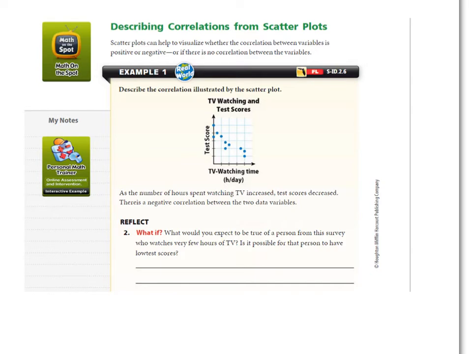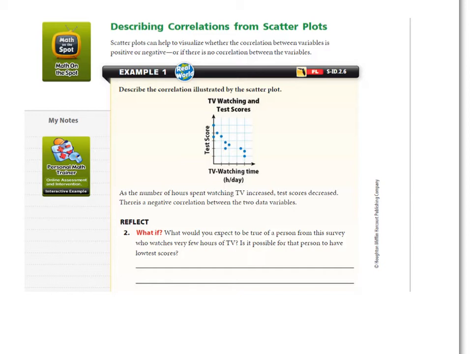Scatterplots is all about visualizing the type of correlation. Again, the 3 types, positive, negative, or no correlation. So if we look at the correlation illustrated below, which says TV watching and test scores. So the overall is as the number of hours spent watching TV increases, because it's going to the right on the x-axis, test scores decrease, which is your y. You can see the dots going down. There is a pretty high negative correlation based on this scatter plot between the 2 data variables.